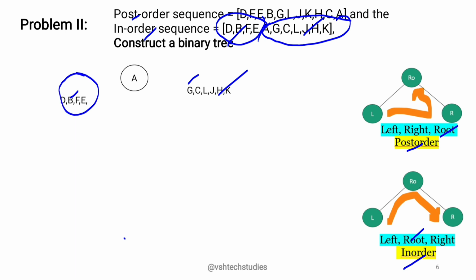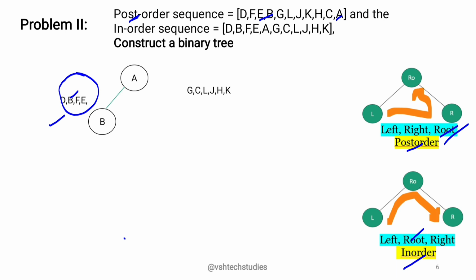In this, which is the root? For that we have to observe the post-order sequence, which comes last among D, B, F, E. Among D, B, F, E, B is coming last: D, F, E first, last is B. That will be the root. Hence here we draw B as root. The remaining will be D, F, E. So B root is drawn. It is the left child of A. The remaining here are D, F, E.